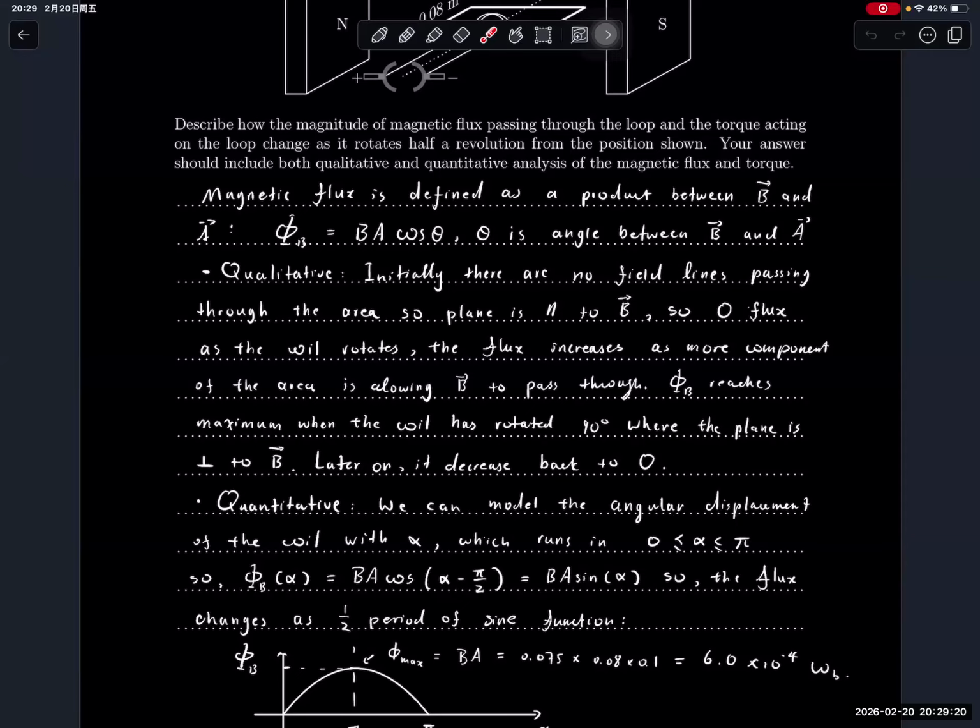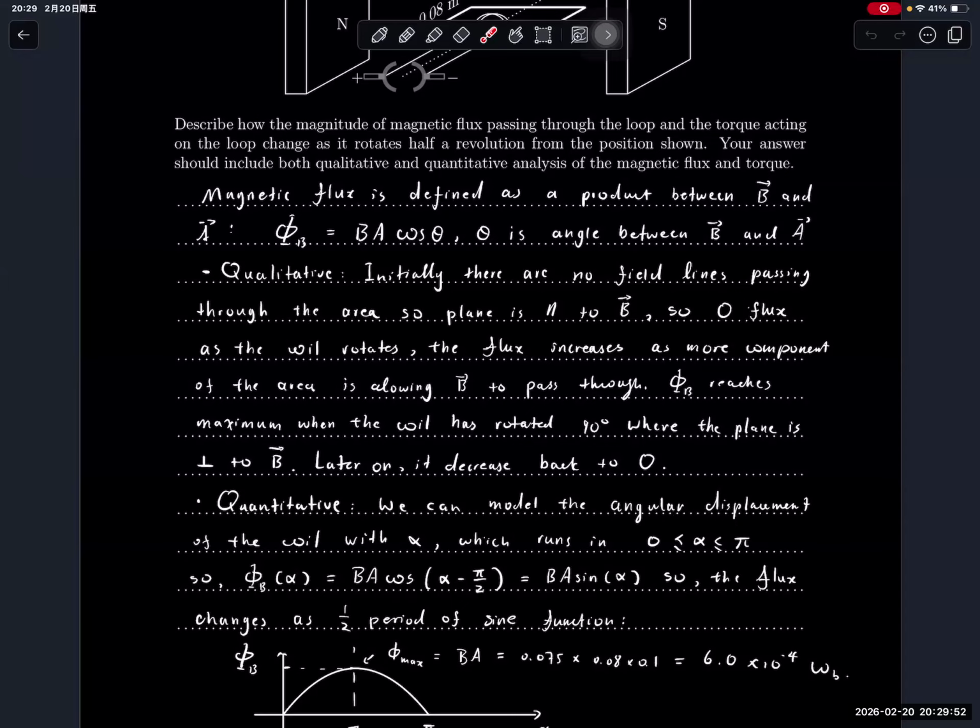And then in terms of qualitative description, initially there are no magnetic field lines passing through the area, so the plane is parallel to the magnetic field. So there is no flux. As the coil rotates, the flux increases. A small component of the area is allowing the magnetic field to pass through. You want to explain this in a qualitative way. And therefore, the magnetic flux phi B will slowly reach a maximum, and as the coil keeps rotating, it will go back to a minimum.